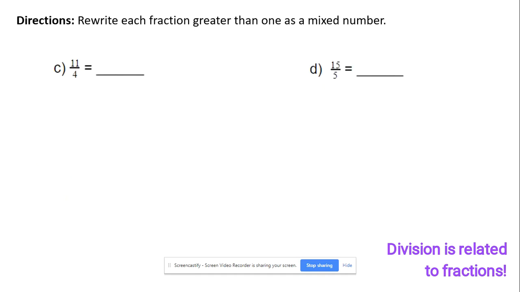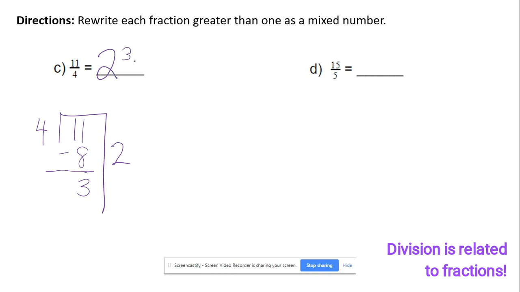Now we're going to keep doing the same thing, set up our division problem. So I have 11 divided by 4. Now I'm thinking, what times 4 gets me as close to 11 as possible? 4 times 2 is 8, 4 times 3 is 12, so I have 2 on the side. 2 times 4 is 8. I subtract, and I'm left with 3. So again, my quotient is my whole, and I get 2 3/4.